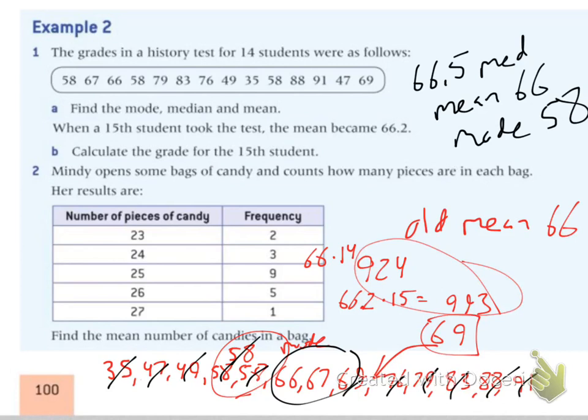Okay, then it says, Mindy finds some bags of candy. So, I guess we're all on a learning curve here. I really am not liking how they don't separate the problems very nicely in this book. But we are now into number 2 here. Mindy opens some bags of candy and counts how many pieces are in each bag. Here are her results. I'm going to clean up some space here for us.